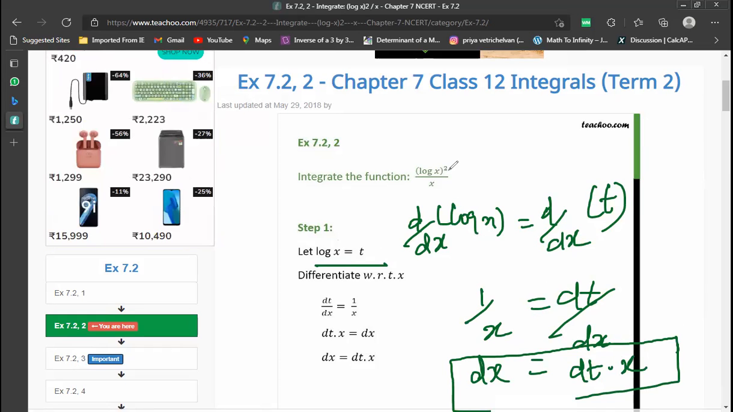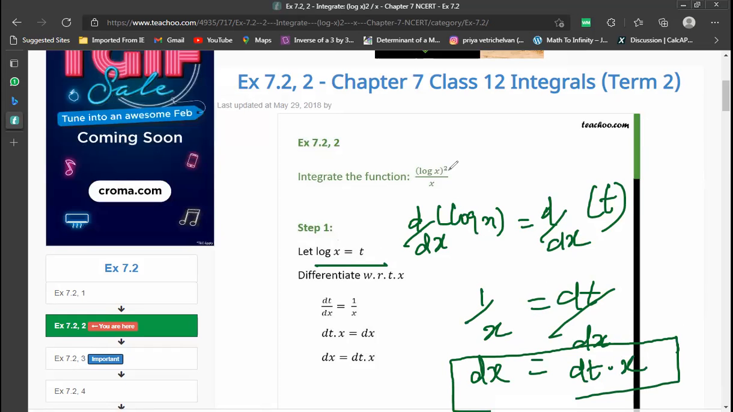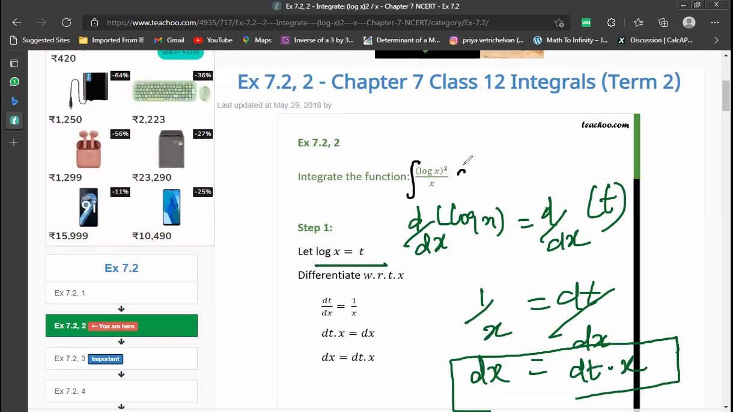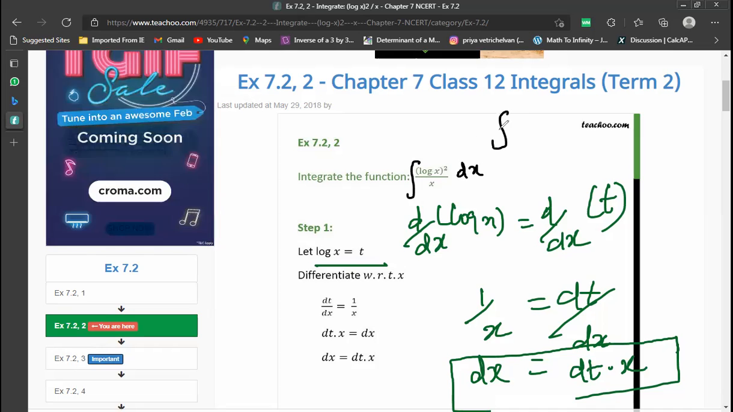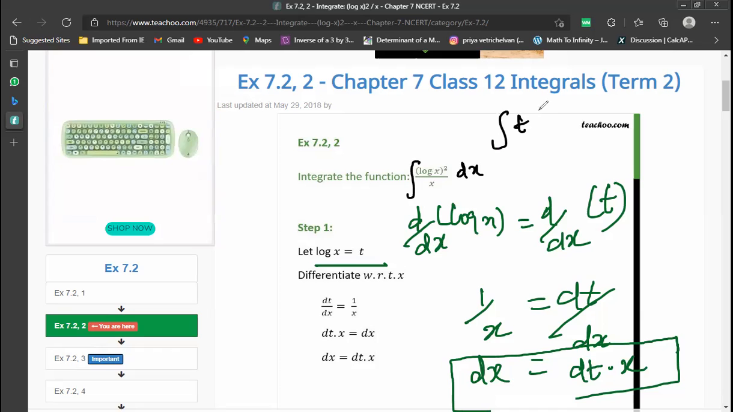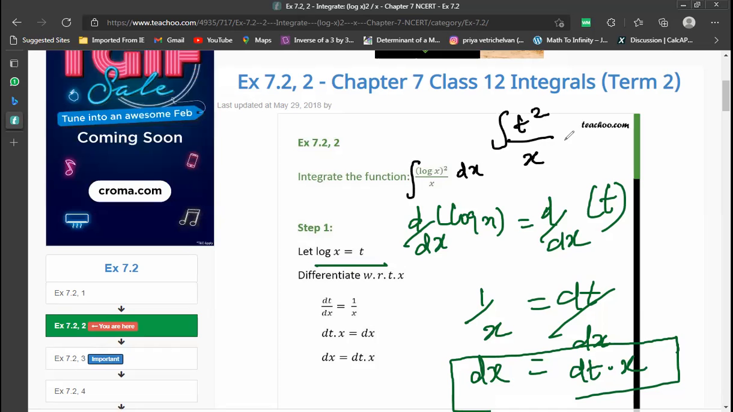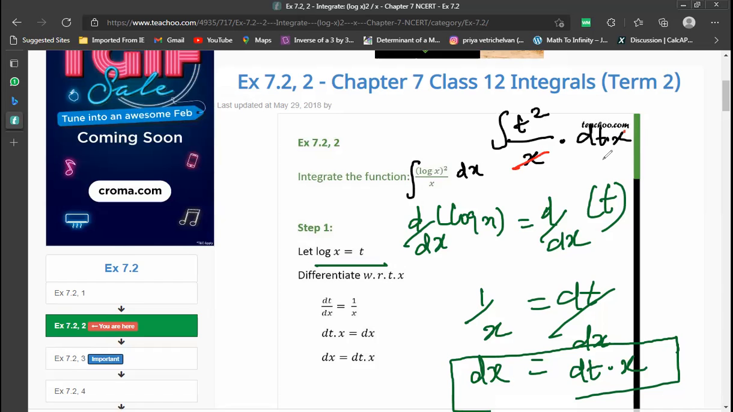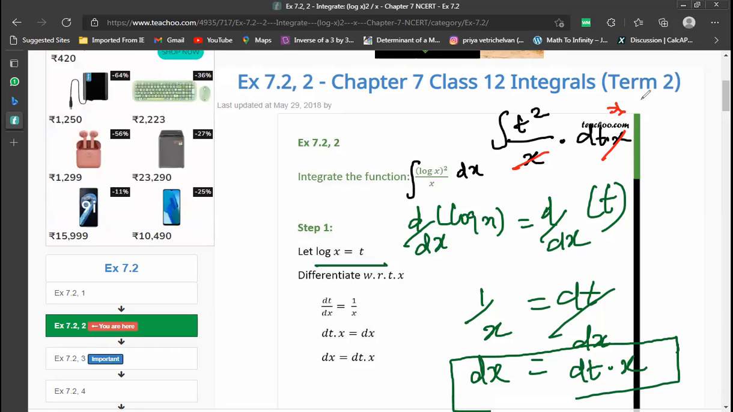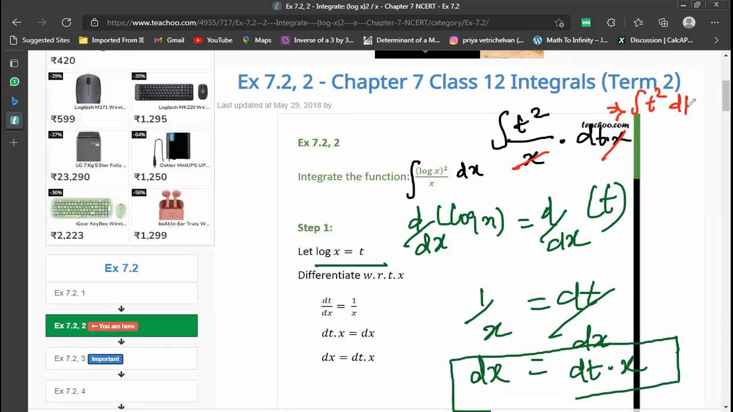So we performed step 1 and step 2. In step 3, we are going to change our question in terms of t. This is our question: log x the whole square upon x into dx. Log x is nothing but t, so t square upon x into dx. dx is nothing but dt into x. So just cancel out the x, and you'll be left with t square into dt.